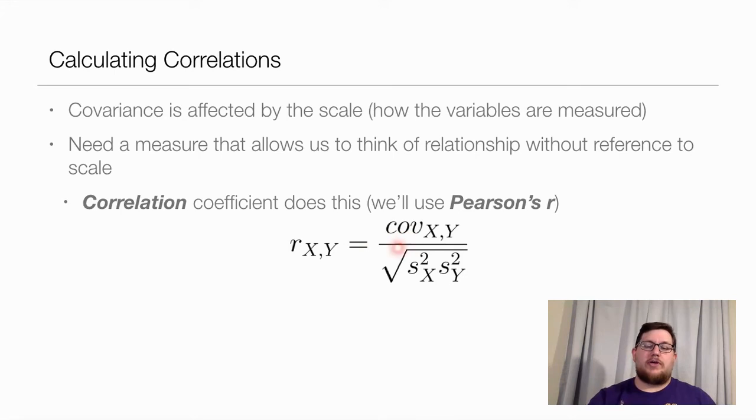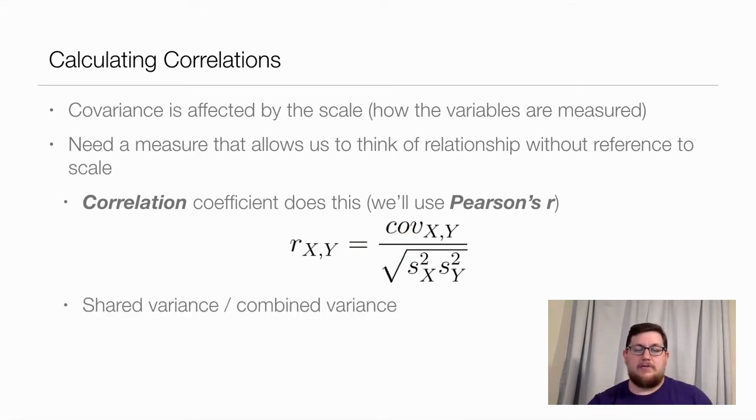And then notice what we're doing. We're dividing it by something. What are we dividing it by? Well, we're dividing it by variance. So we have the variance, which remember s is just standard deviation, s squared is variance. So we multiply the two variances of x and y together, and we take the square root.